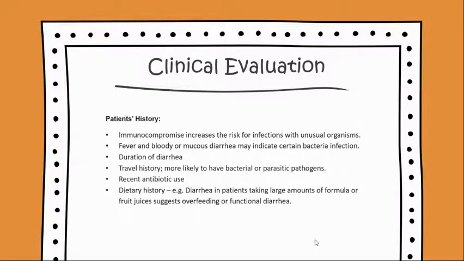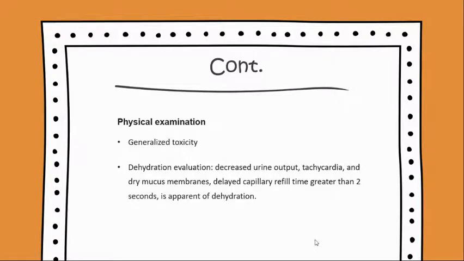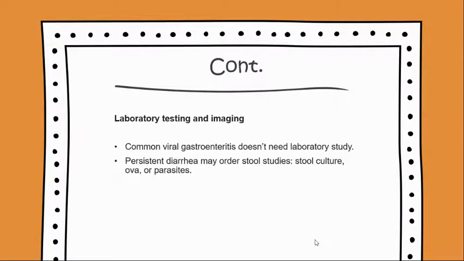Recent antibiotic use, and dietary history. An example would be diarrhea in patients taking large amounts of formula or fruit juices, which suggests overfeeding or functional diarrhea. Physical examination: generalized toxicity and dehydration evaluations, which would show decreased urine output, tachycardia, dry mucous membranes, and delayed capillary refill time of greater than 2 seconds, which would show dehydration.